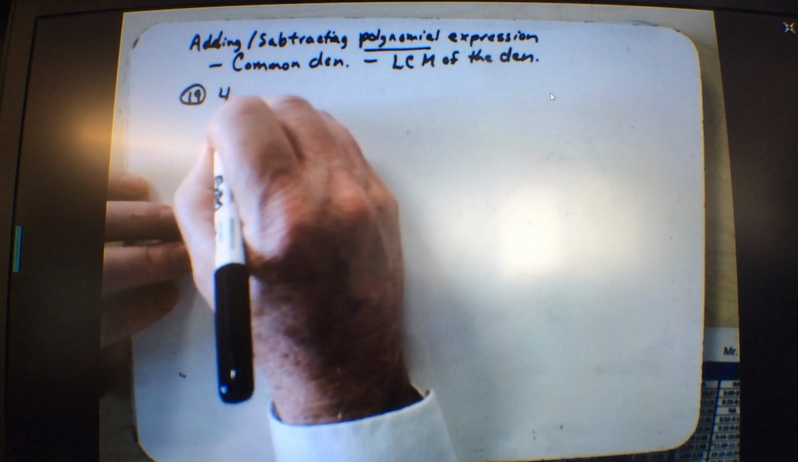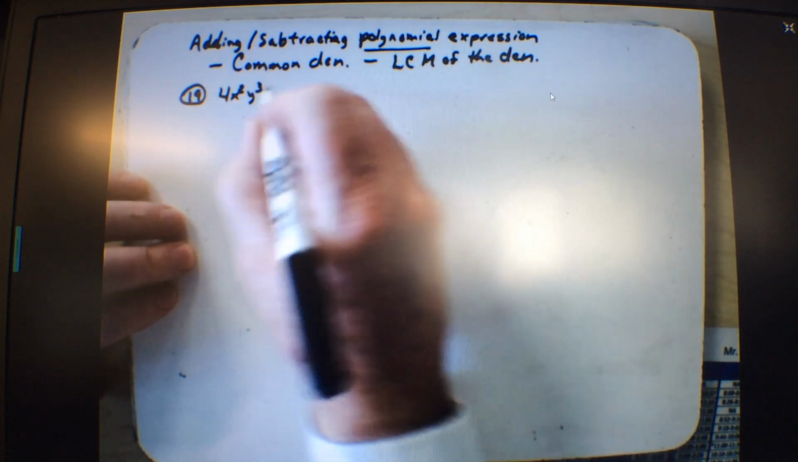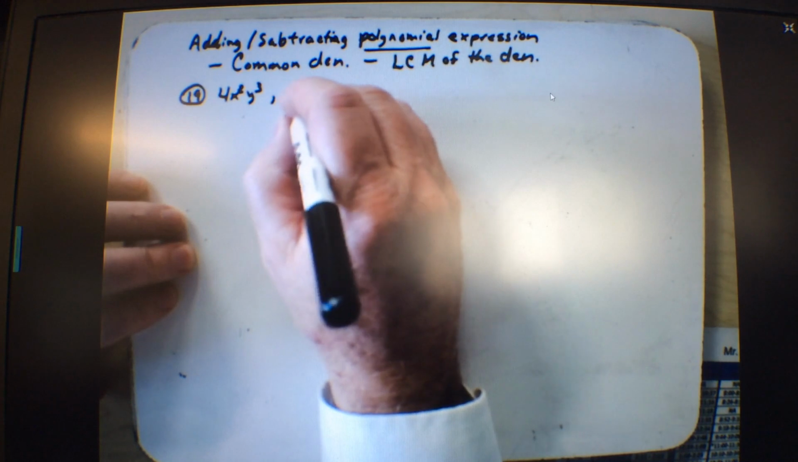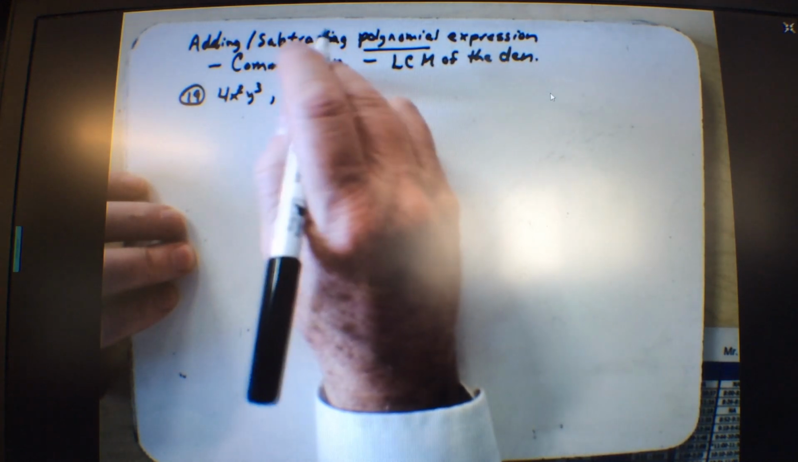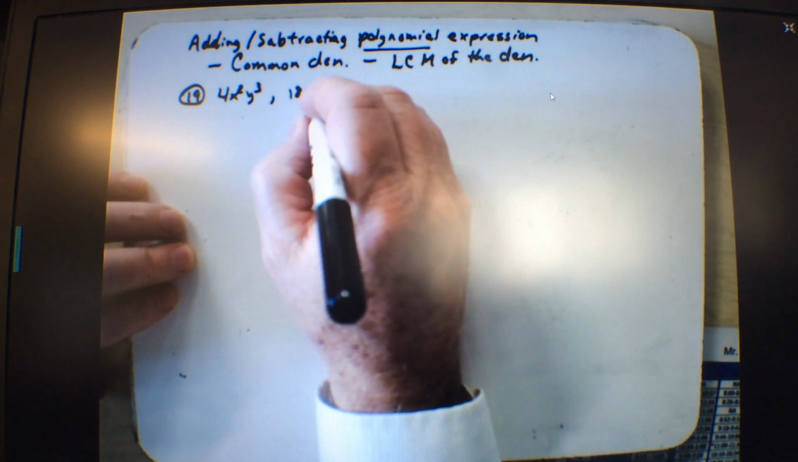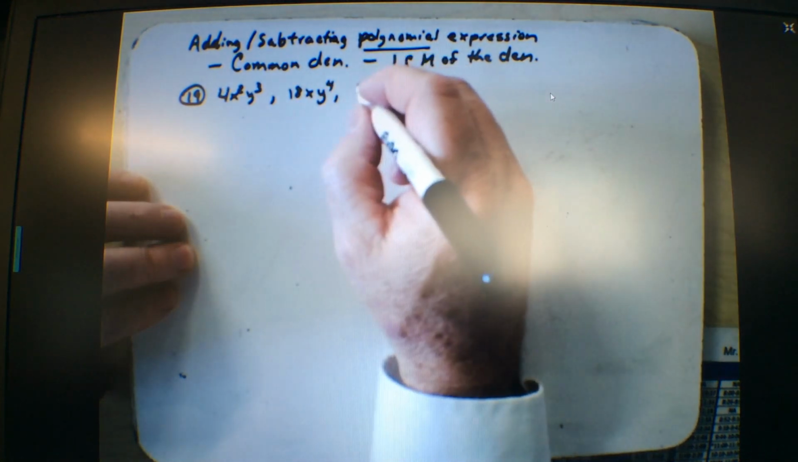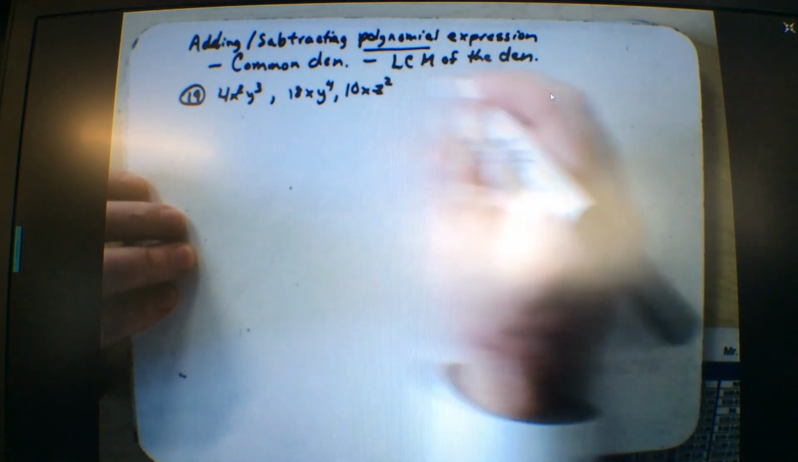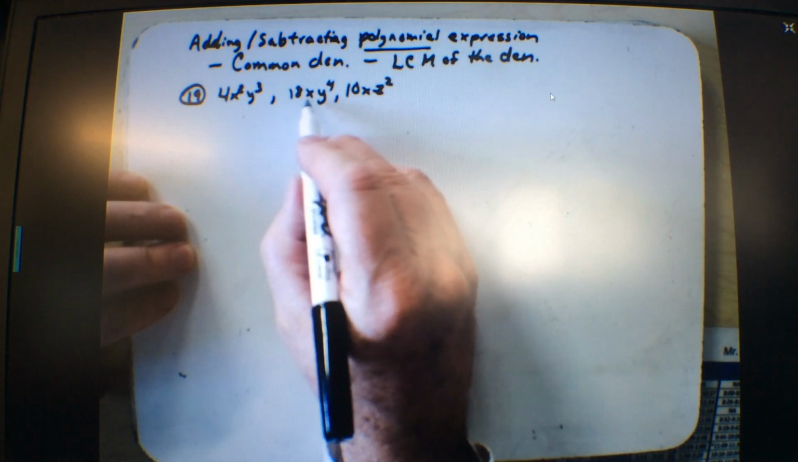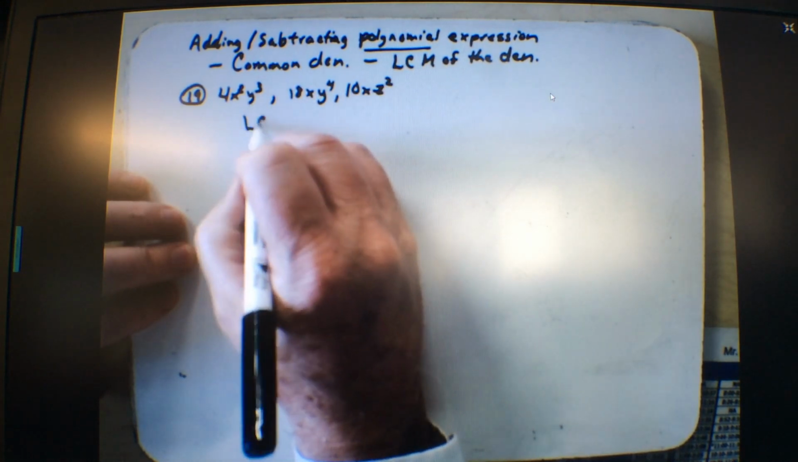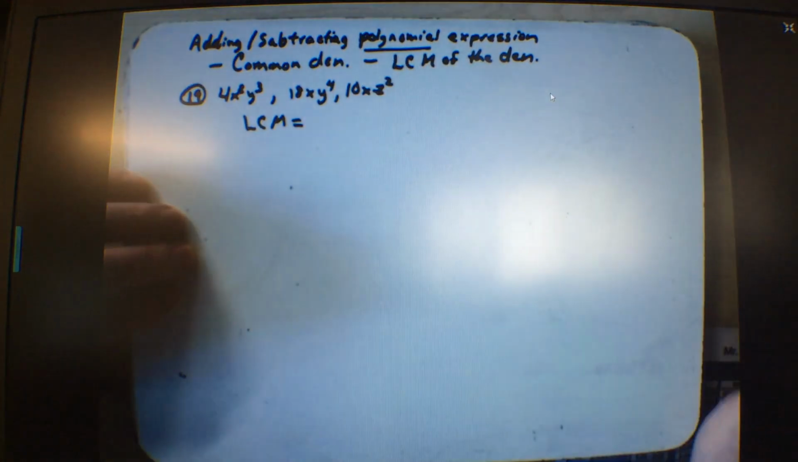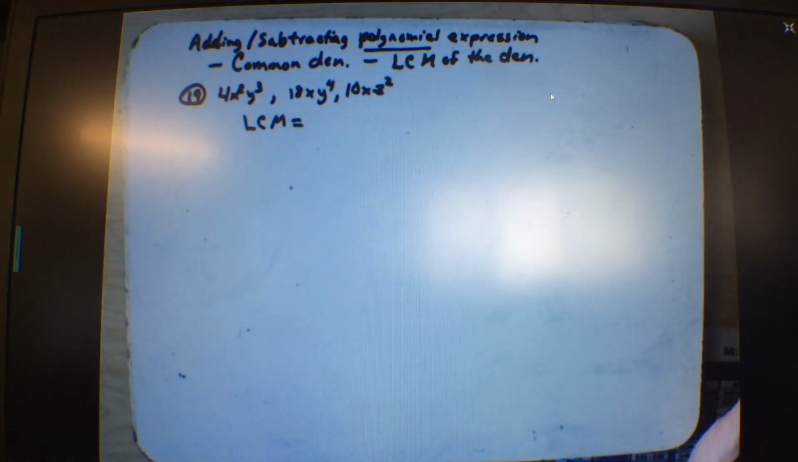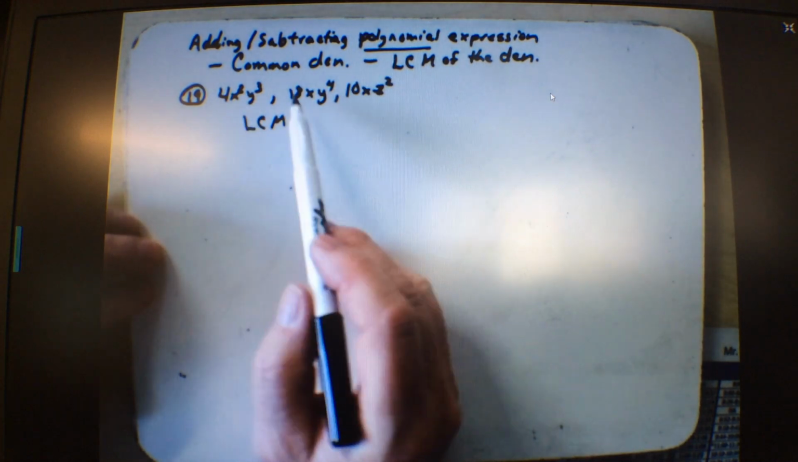Okay, so our examples are going to have weird numbers because I'm starting with 19. So on number 19, I have 4x squared y cubed, 18x to the fourth y to the fourth, and 10xz squared. Sorry, markers here. So when I talk about the LCM, the least common multiple, I'm taking the largest number that these can all go into. That means I have to take a multiple of 4, 18, and 10.